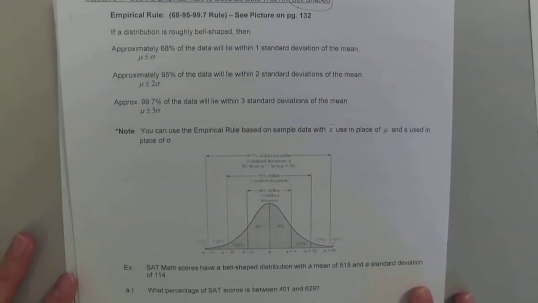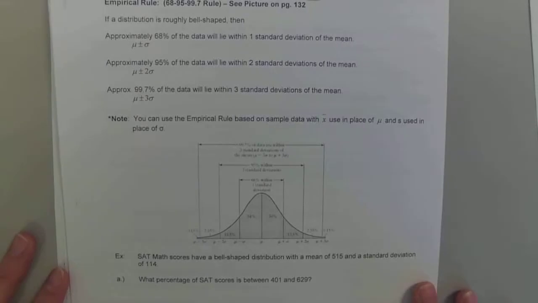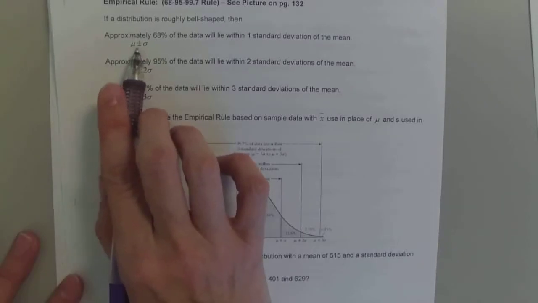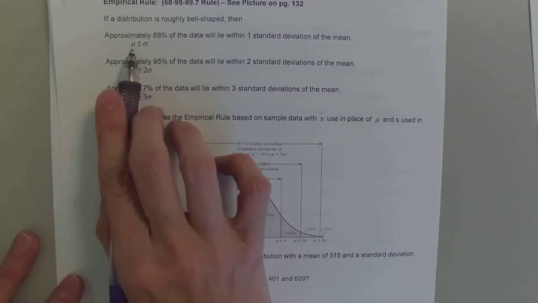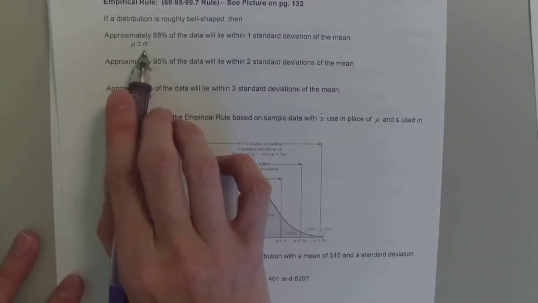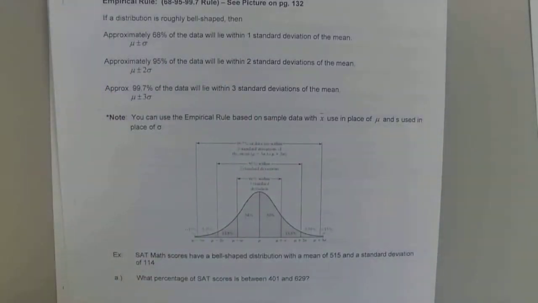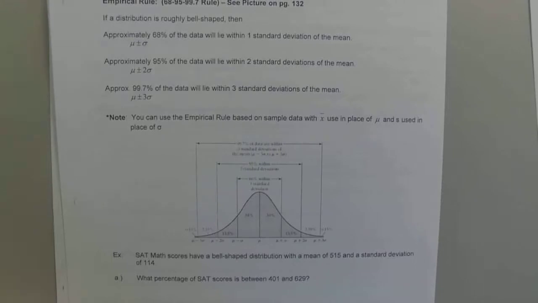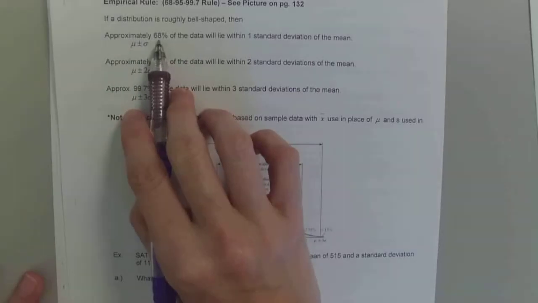So if a distribution is roughly bell-shaped, then approximately 68% of the data will lie within one standard deviation of the mean. So notice this is just mathematically showing you this. What does mu stand for? The mean. What does plus or minus mean? Plus or minus. And what does sigma mean? The standard deviation. So this is physically showing you the mean in the middle, give or take a standard deviation. 68% of our data.